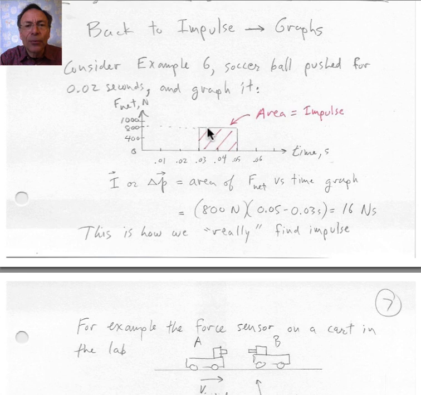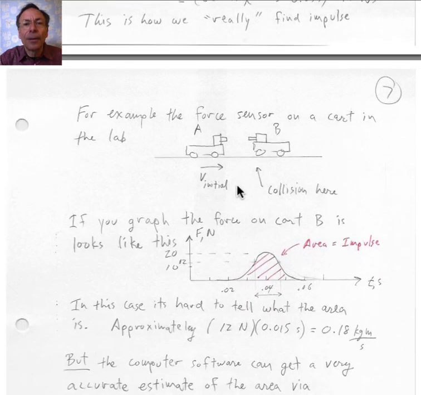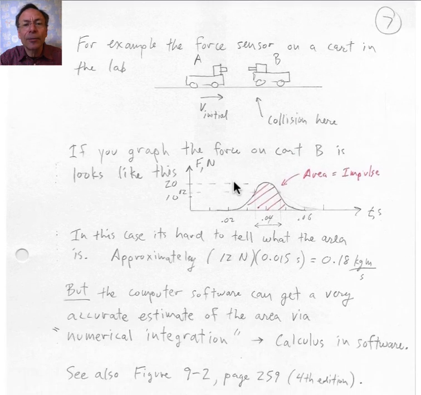Now, in real life, the impulse is never going to be just, suddenly it comes up and then it's constant, and then suddenly it goes away. In real life, what's going to happen is you're going to have something that gradually comes on and comes off.